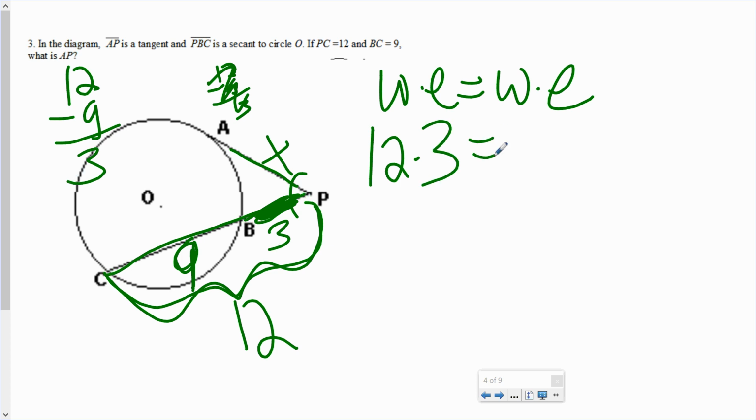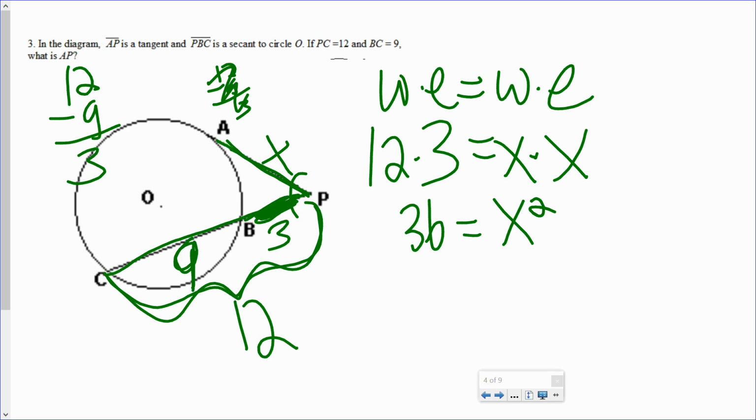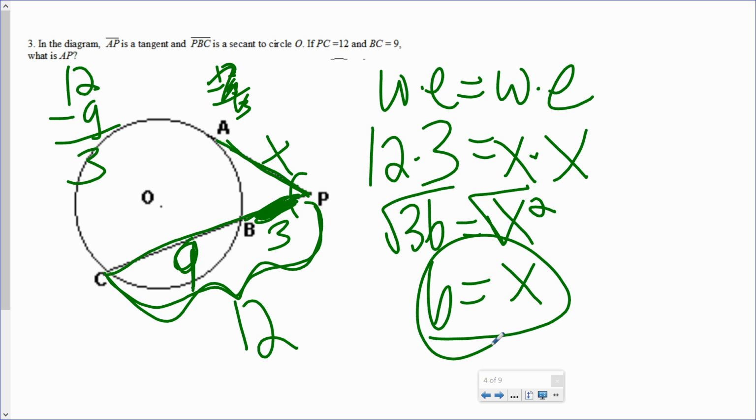So you might have to do some adding or subtracting to find the pieces. Now the other segment, the whole and the exterior are both x, so it's x times x. From here we do the algebra. 12 times 3 is 36. X times x is x squared. And to get rid of the squared, we do the square root. X is 6.